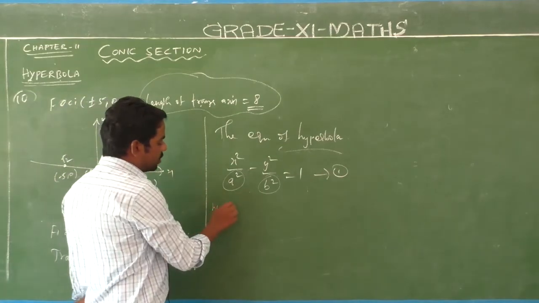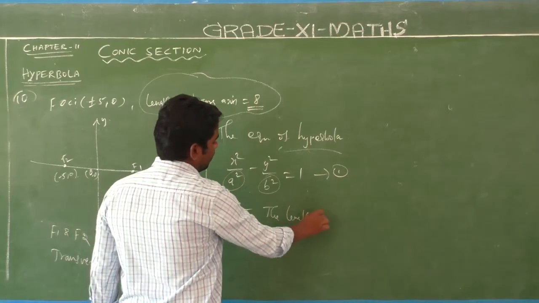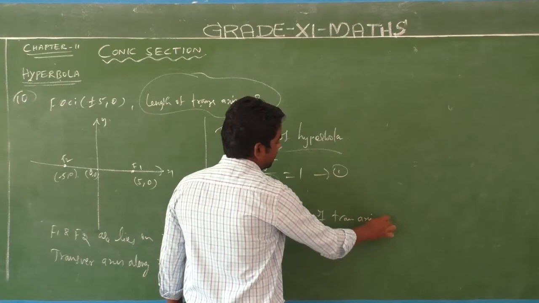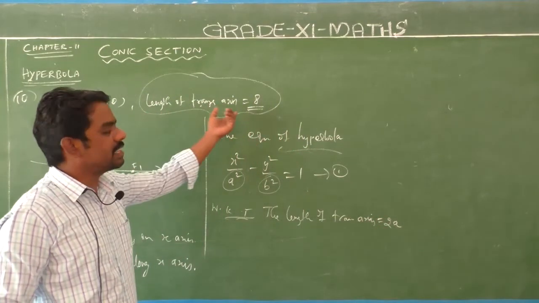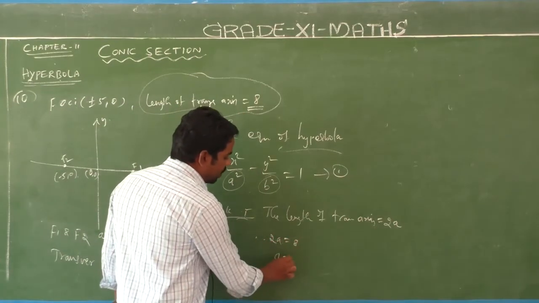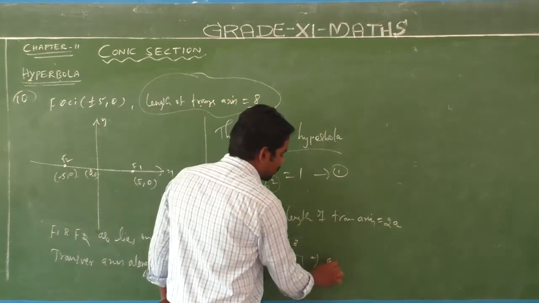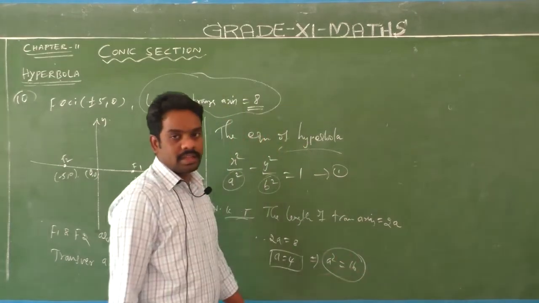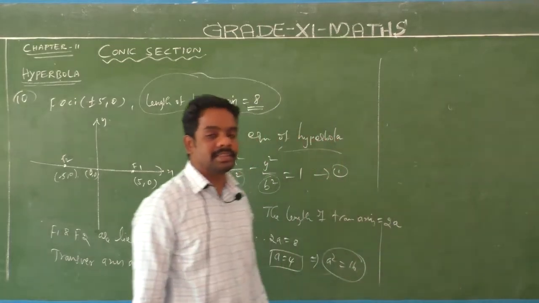We know that the length of the transverse axis is equal to 2a, the formula. Here the given information is that the length of the transverse axis is 8. Therefore 2a equal to 8, a equal to 4, which implies a squared is equal to 4 squared, 16. So a squared is 16. Next, we need the b squared answer.